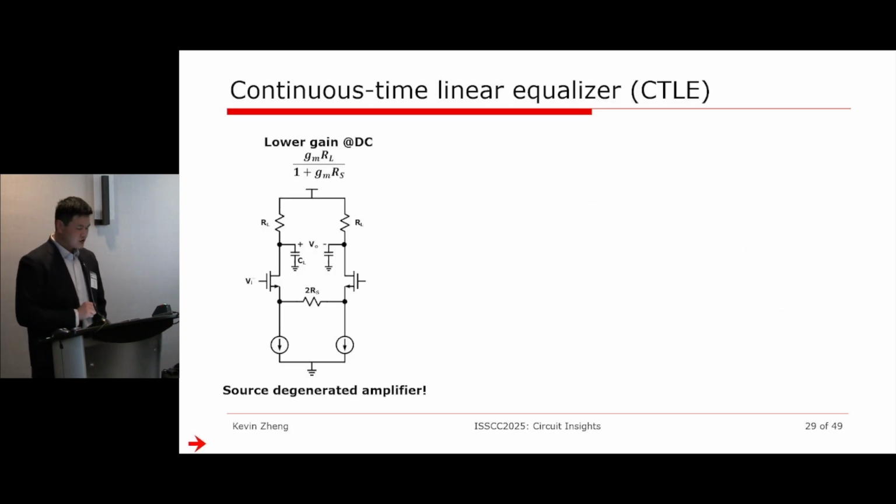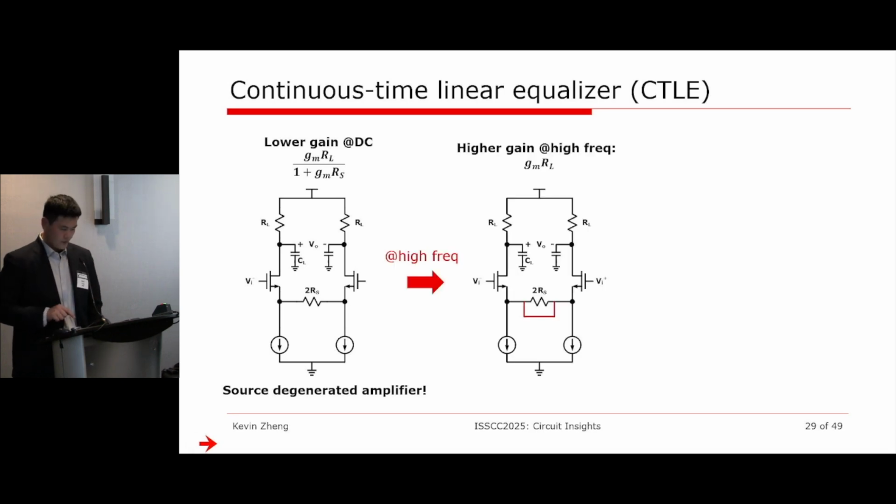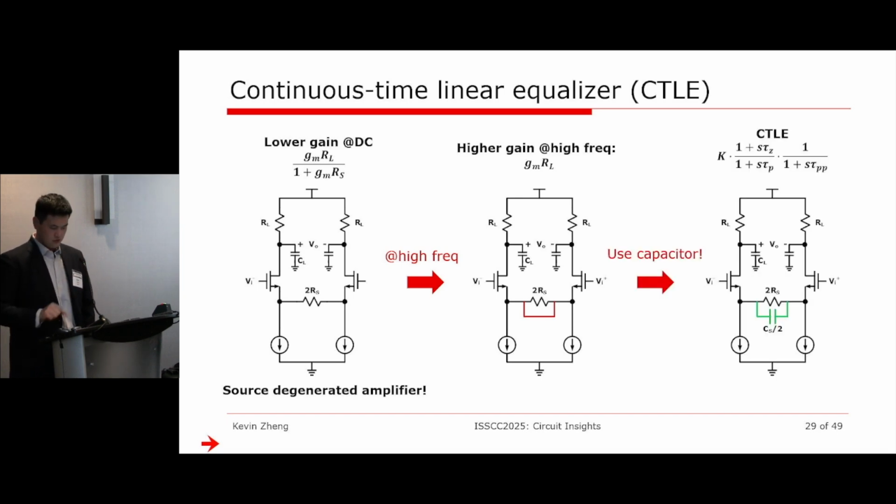So the first thing that comes to mind with a tunable gain is a source degenerated amplifier. You have a diff pair, all you have to do is have a resistor at the source, and now you have a knob to tune that gain, right? So this is what I want at low frequency. At high frequency, I need higher gain. So the thing to do is to short it. Now I get the full gain of the amplifier, right? So which element behaves as a short at high frequency? It's a capacitor. All you have to do now is just put a capacitor across that resistor. You've implemented your first CTLE, okay?